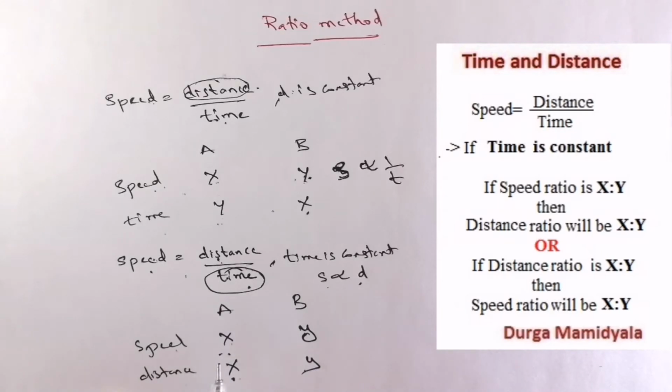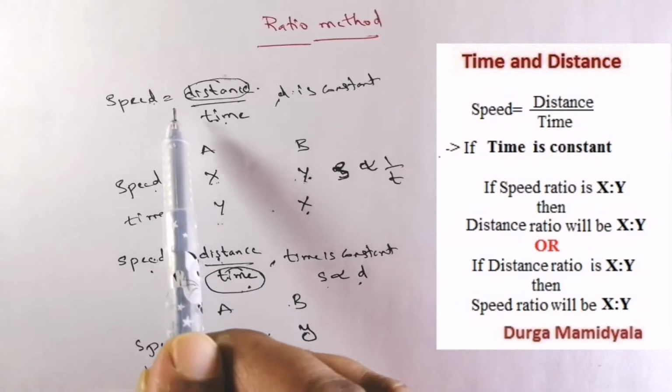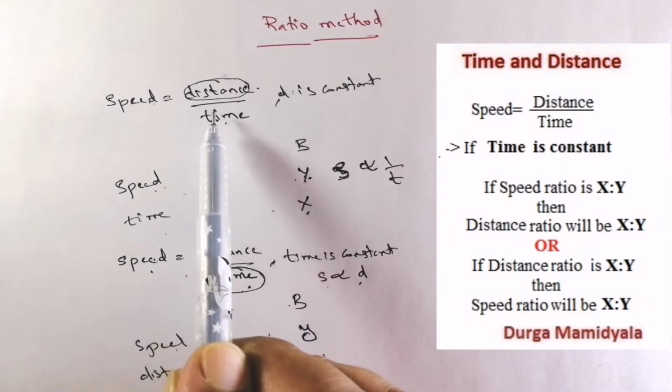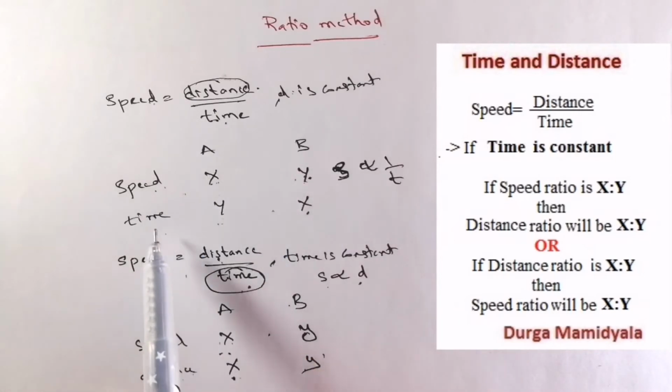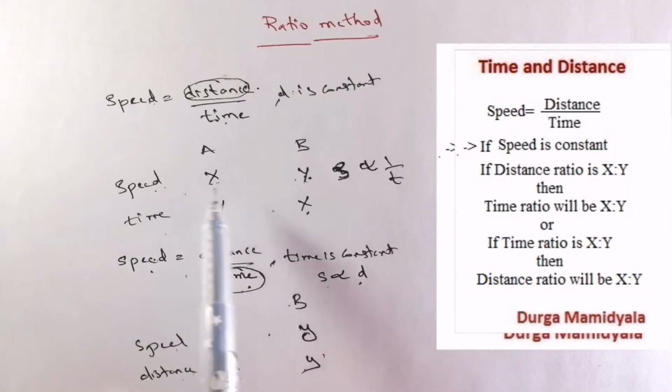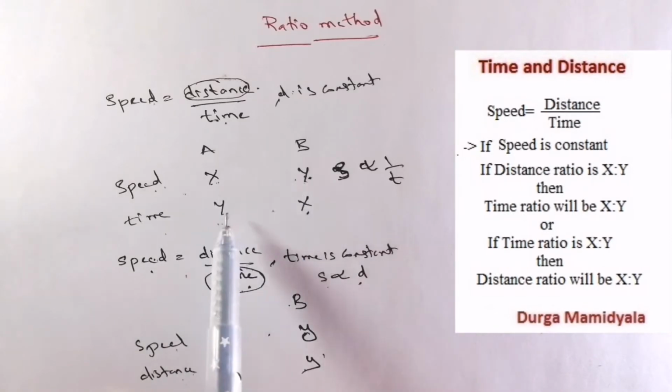So we should use this formula directly when we deal with a problem. If the time is constant when we compare two different people, and you are given the speed ratio, automatically you have to take the distance ratio the same as the speed ratio, right? Whereas if the distance is constant and you are given the speed ratio, we have to take the time ratio as the inverse. That is, if it is x is to y, we have to take y is to x.